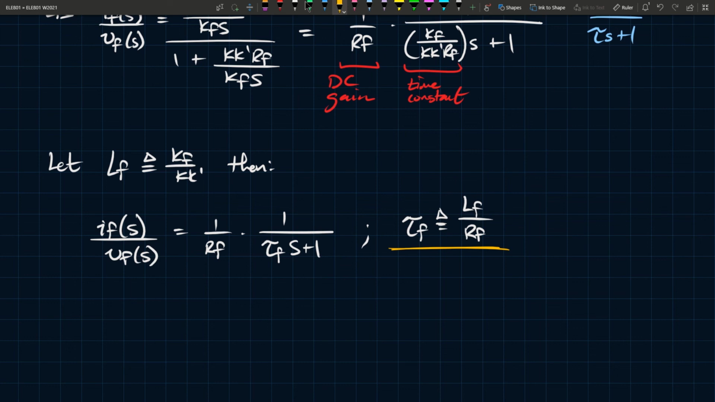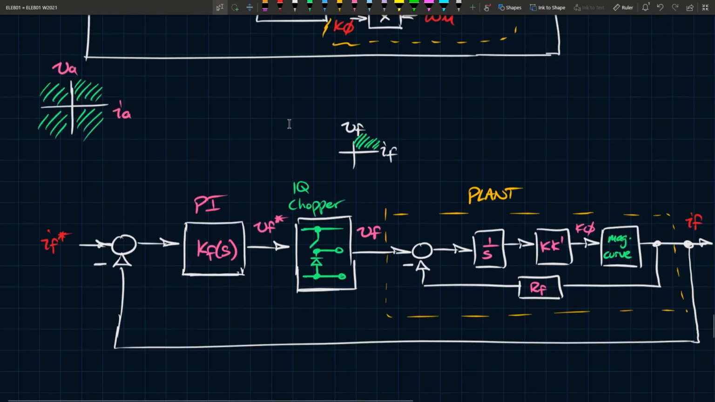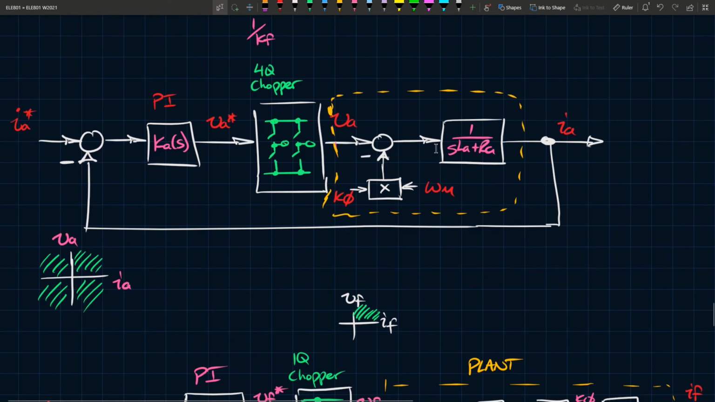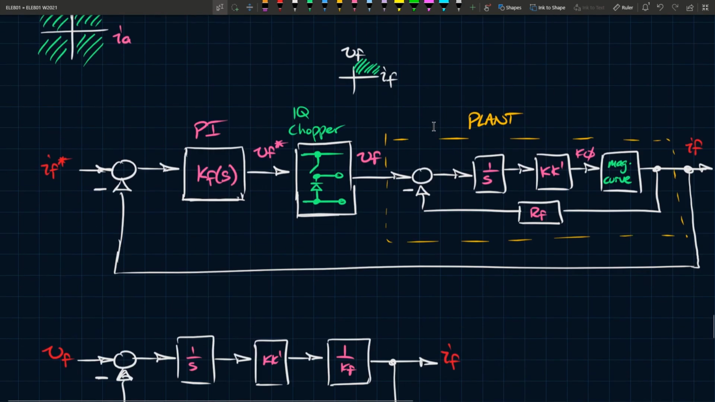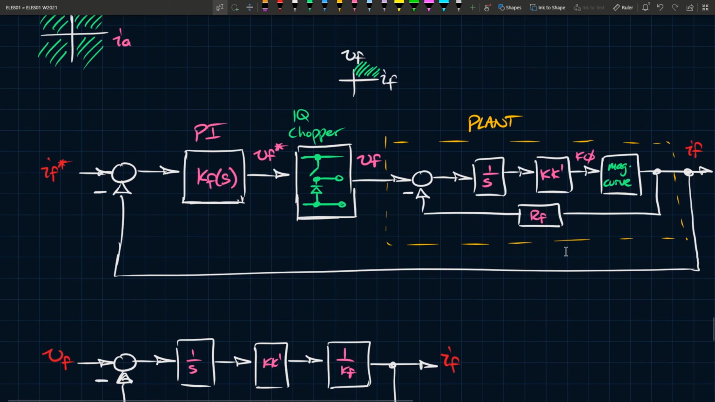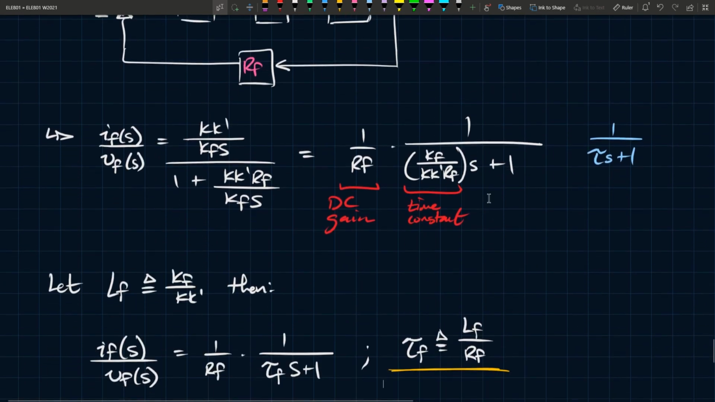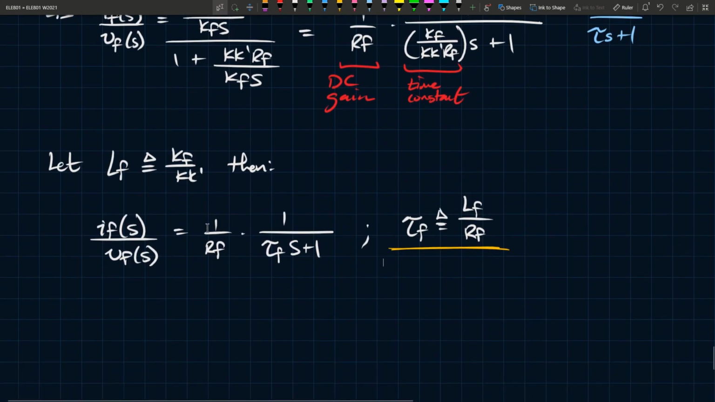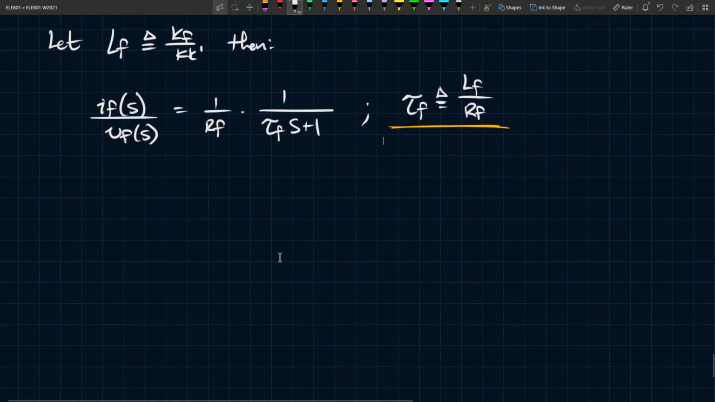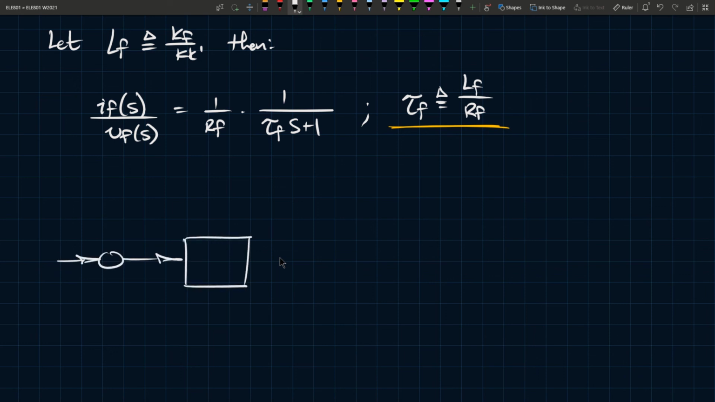Now we have it looking very similar to the armature current, which was 1 over s LA plus RA, if we go back up and look at that. So this was a simple first order plant. Now, as opposed to having all of this, we can lump it together and turn it into a single transfer function. So we can redraw the entire field circuit control loop as follows. We simplified our loop to look something like this.